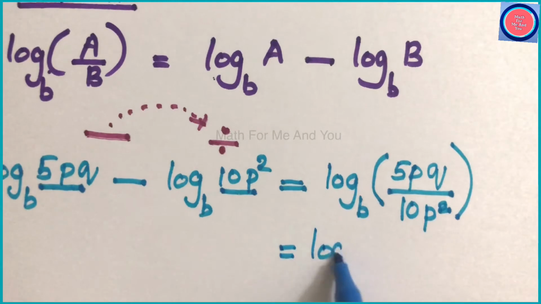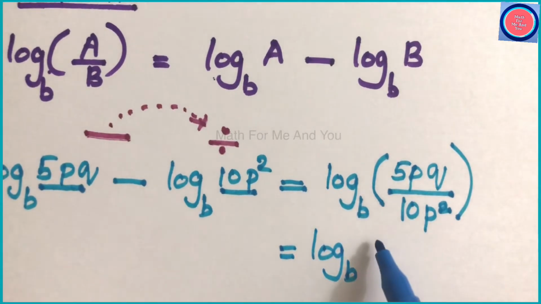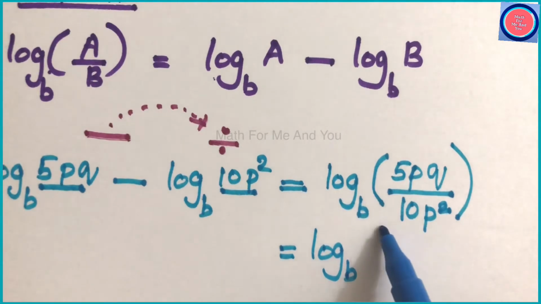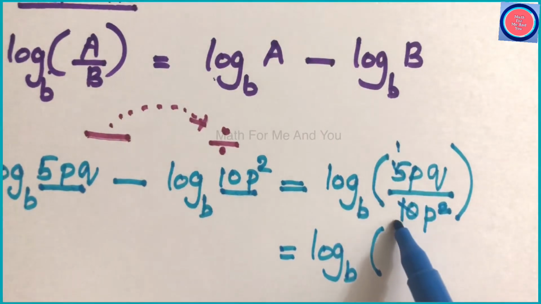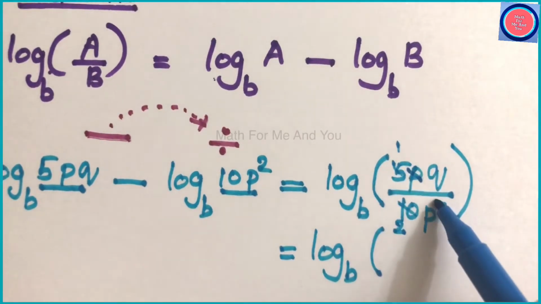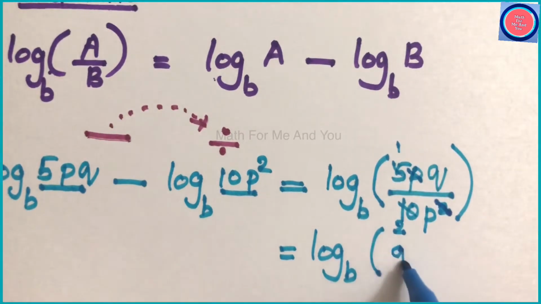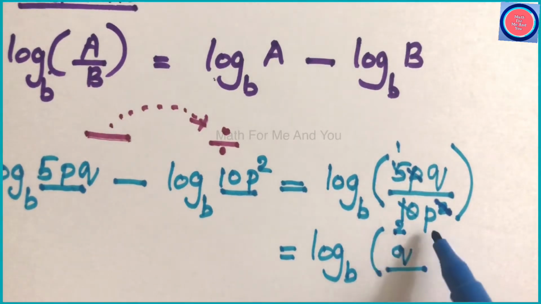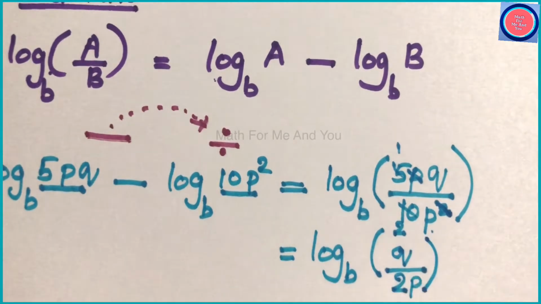We can write log to the base b, and inside the bracket, common numbers we can cancel. 5 cancels with the 10: 5 times 1 and 5 times 2. Also we can cancel p and p. The denominator is p square, so we cancel one p from the numerator and denominator. We get log of q over 2p to the base b.